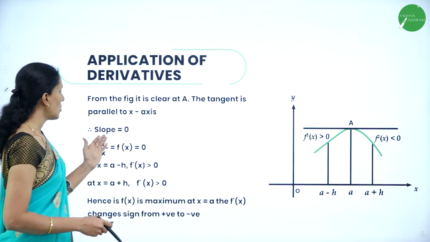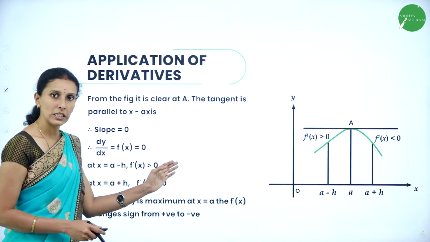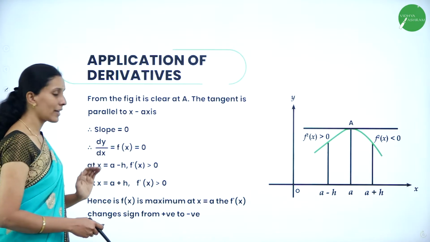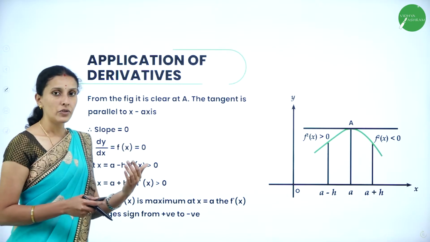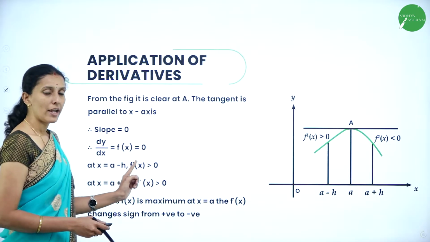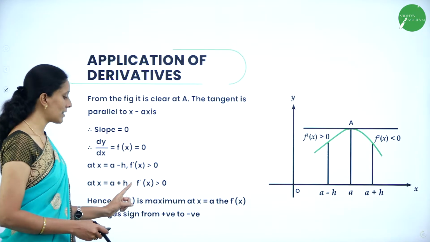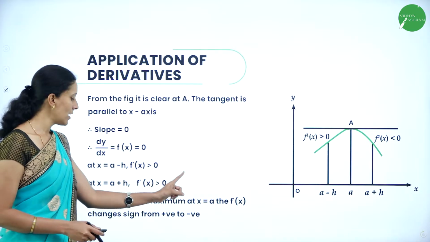So therefore slope is equal to 0. That means dy by dx of a function is 0. So what is dy by dx as a function? We have restricted to an interval, that is at x is equal to a minus h, f dash of x must be greater than 0, and at x is equal to a plus h, f dash of x greater than 0.